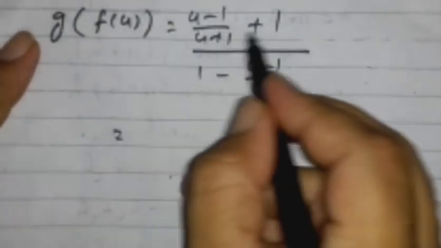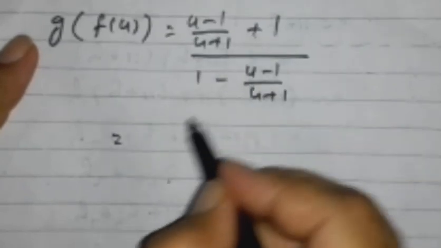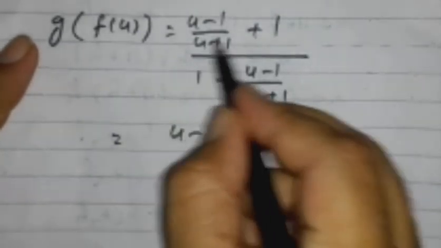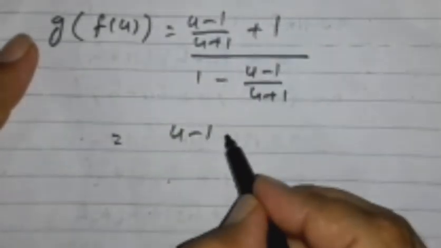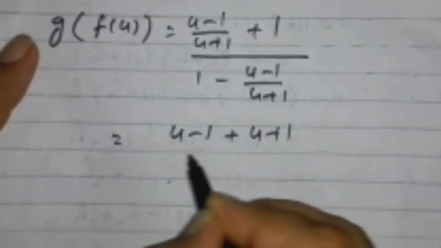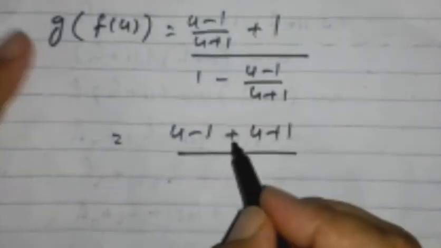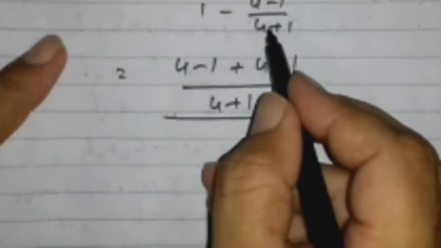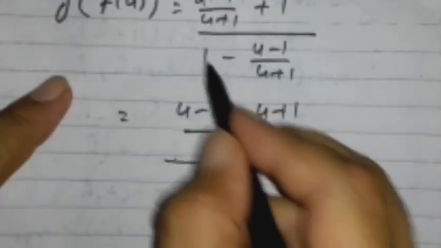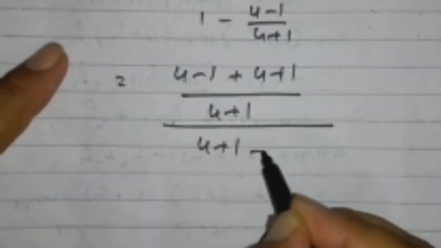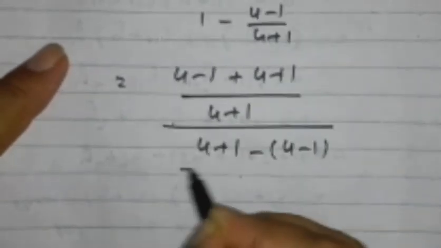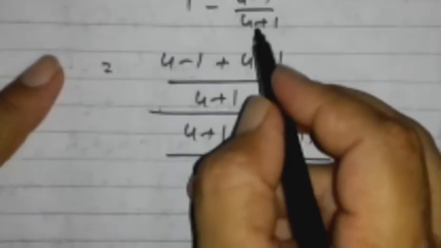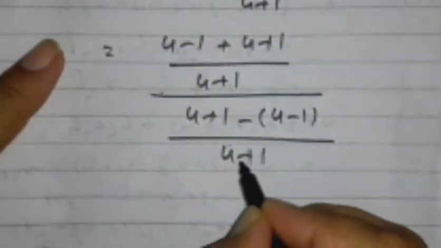Now take the LCM here, multiply this with this u minus 1. When this is multiplied with this 1 we will get u plus 1, and in the denominator we will write u plus 1. Similarly this u plus 1 is multiplied with this one, we get u plus 1 and minus u minus 1, and in the denominator we will get this u plus 1.